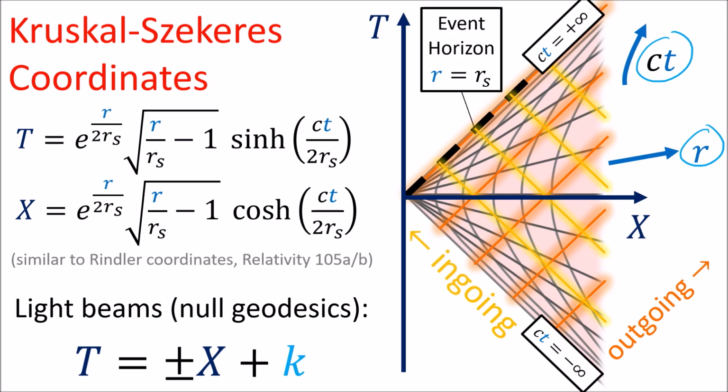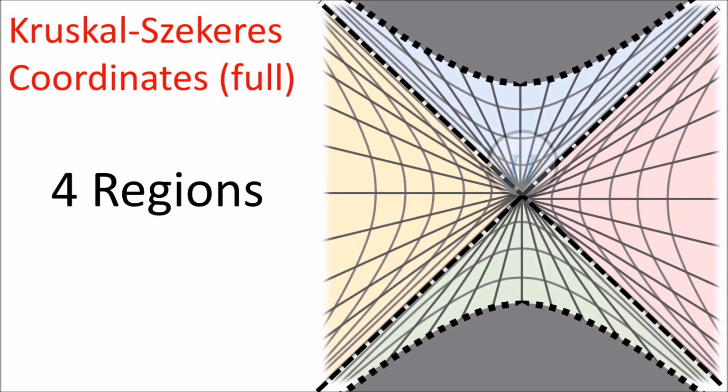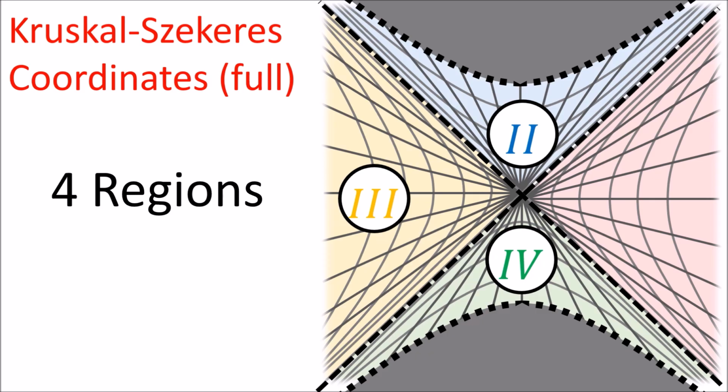Now, the light beams in these coordinates look nice, but this spacetime diagram does look a bit fishy. Why do our spacetime diagram and ingoing light beams stop at the event horizon? And why do outgoing light beams appear to emerge from this other event horizon down here? It turns out that the KS coordinate system is actually composed of 4 spacetime regions. And right now, we're only looking at the first region.